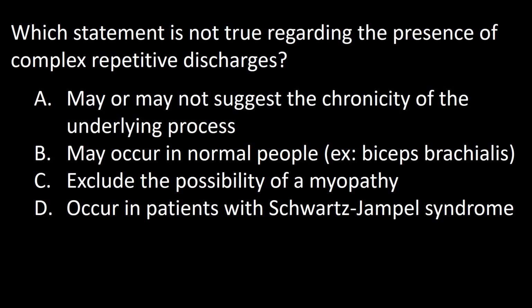A. May or may not suggest the chronicity of the underlying process. B. May occur in normal people. C. Exclude the possibility of a myopathy. D. Occurs in patients with Schwartz-Jampel syndrome.